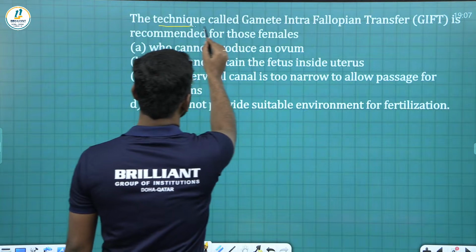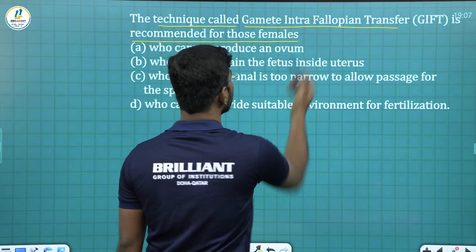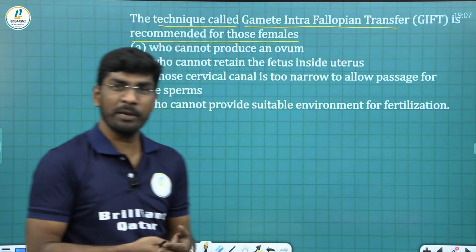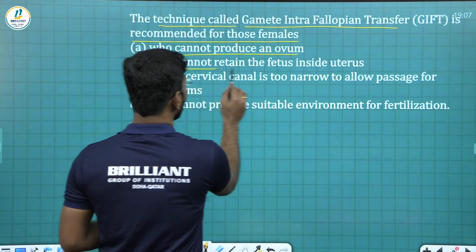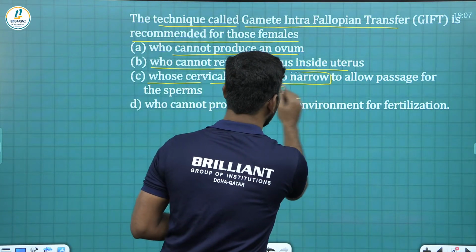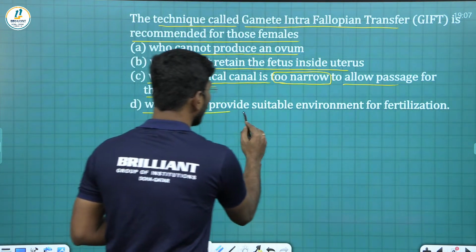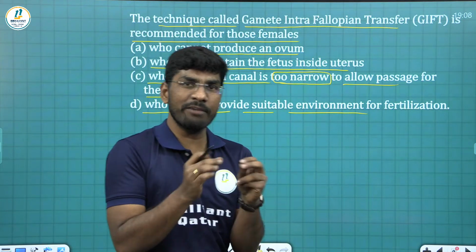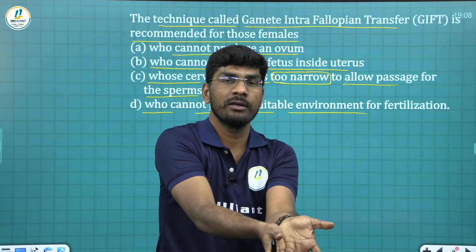The technique called gamete intrafallopian transfer is recommended for those females who cannot produce an egg or ovum, who cannot retain the fetus inside the uterus, whose cervical canal is too narrow to allow passage for the sperm, who cannot provide a suitable environment for fertilization. Students, keep in mind, I told you this one: the GIFT method is a gift. One woman is giving a gift to the other woman. Remember like that. You got my point?